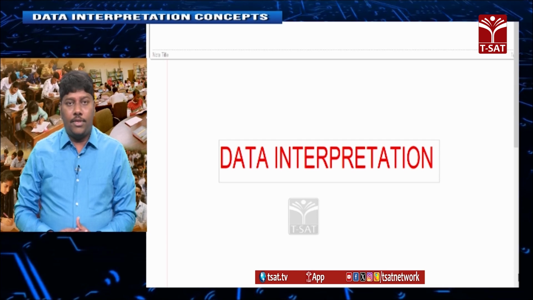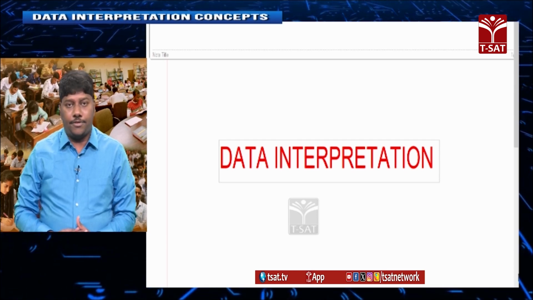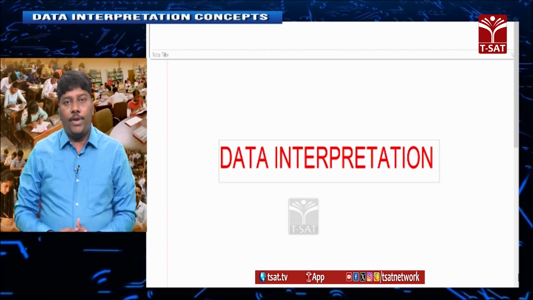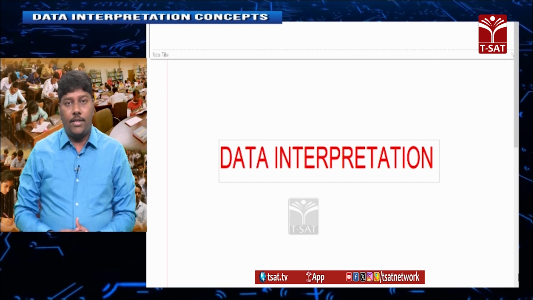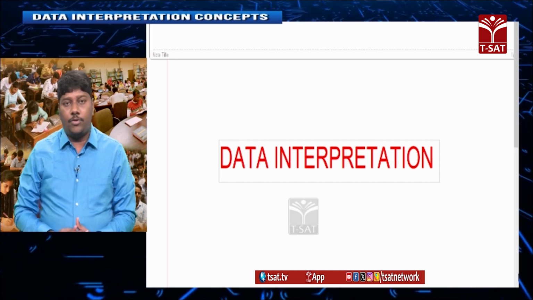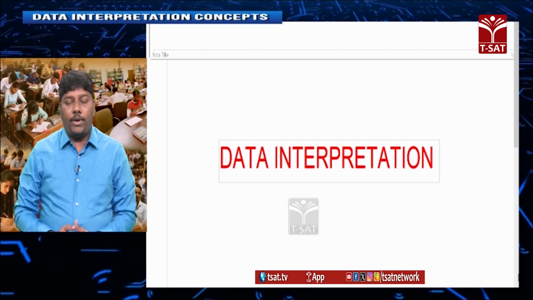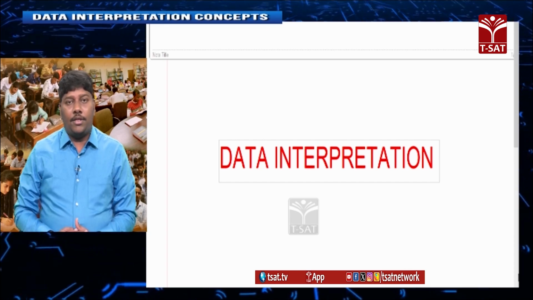What we are going to do in this session is first learn the concepts of data interpretation. The concepts of data interpretation mean how we actually interpret the data when a bar graph is given, or a pie chart, or a line graph, or a tabular graph is given. How do you look at the values, what are the things they usually ask you, and what are the basic formulas you should have handy in order to solve your data interpretation questions.